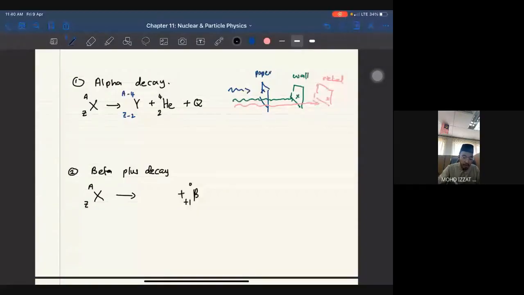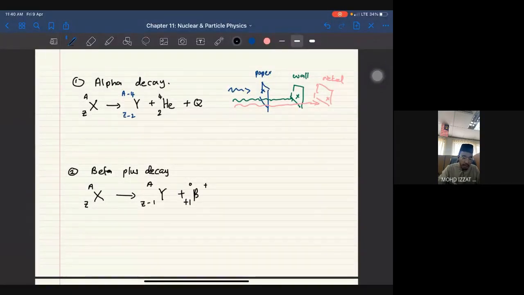Okay, so if I want to balance this one, the daughter nucleus would be A, Z now becomes Z minus 1. Okay, contohnya kalau yang Z asal tu adalah 10, this one will be 9 plus 1 lah. So simple thing, tak ada masalah. And then jangan lupa letak Q. And for this one is a bit special, you have to put V.